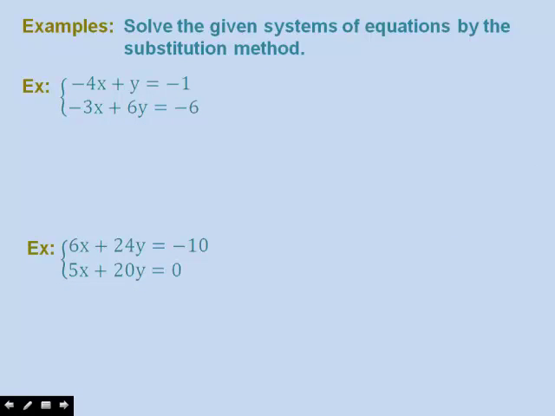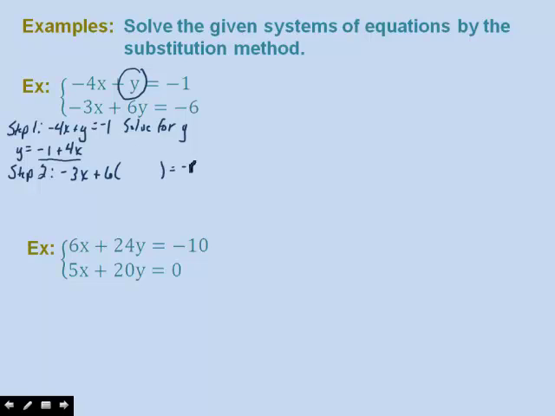For this first example, if we look at our two equations, in this first one again we have a y that doesn't have a coefficient with it. So that would be the easiest thing to solve for. So we're going to take this one and solve for y. We're going to be adding 4x to both sides. Now for step 2, we're going to be taking this expression and substituting it into the other equation in place of the y. So in place of the y that went there, we're going to be substituting negative 1 plus 4x.